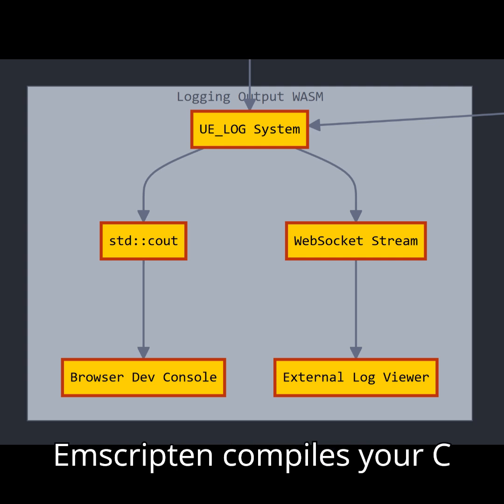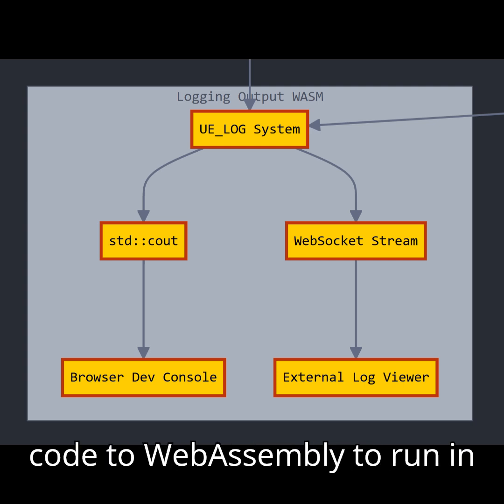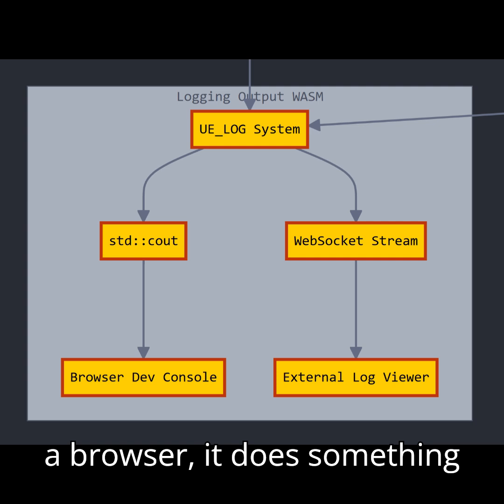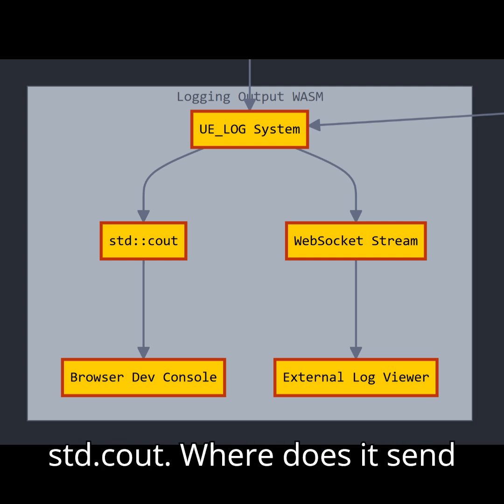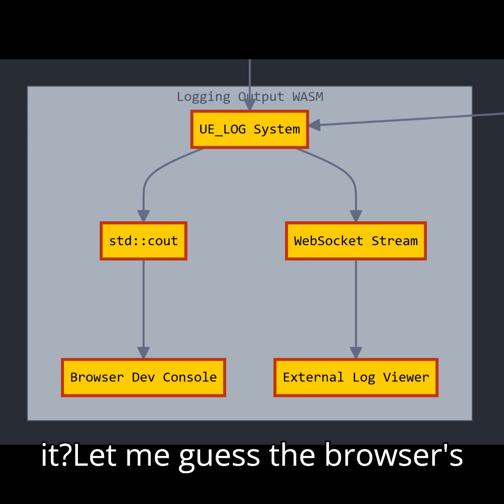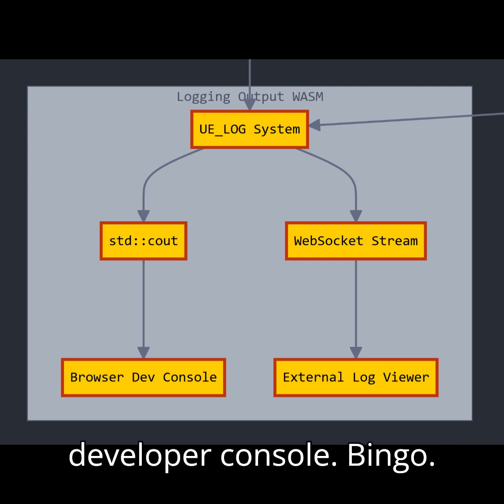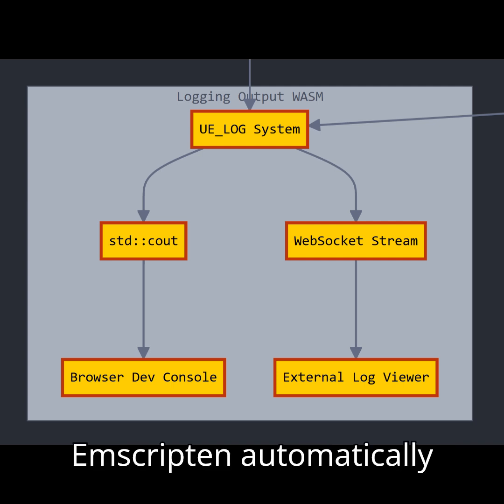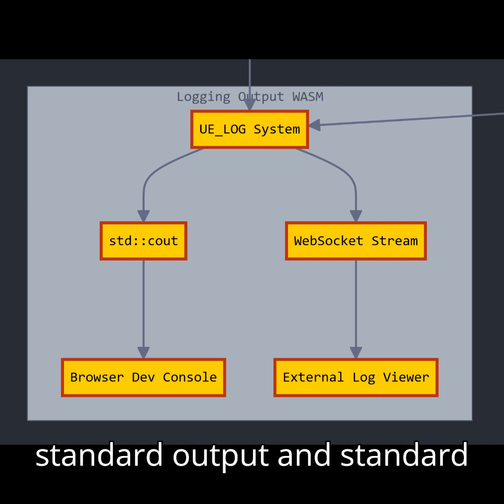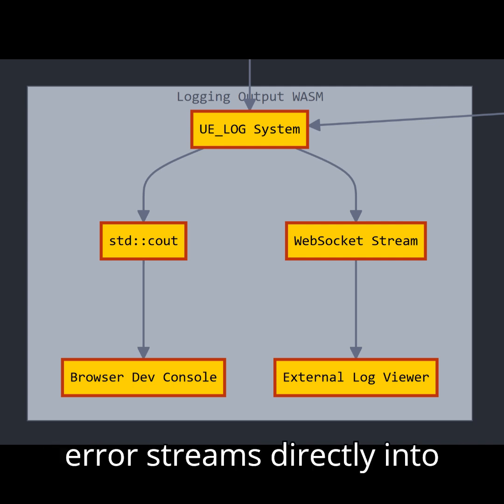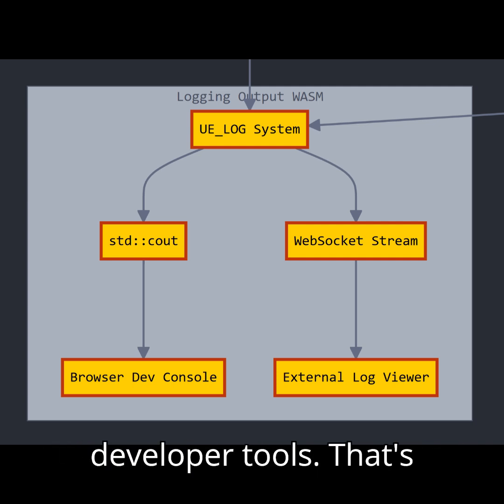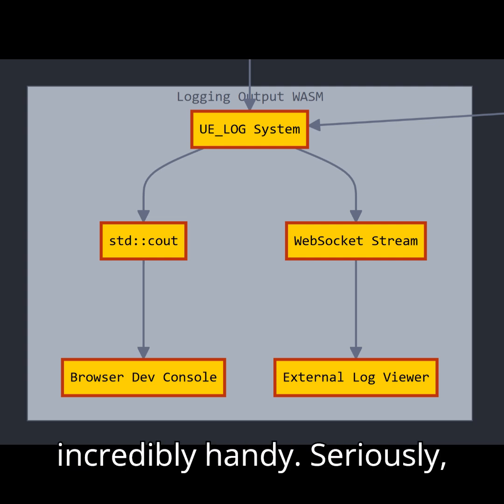But when Emscripten compiles your C++ code to WebAssembly to run in a browser, it does something clever by default with std::cout. Where does it send it? Let me guess. The browser's developer console. Bingo. Emscripten automatically redirects the WASM module's standard output and standard error streams directly into the JavaScript console you see in your browser's developer tools. That's incredibly handy, seriously. It really is.